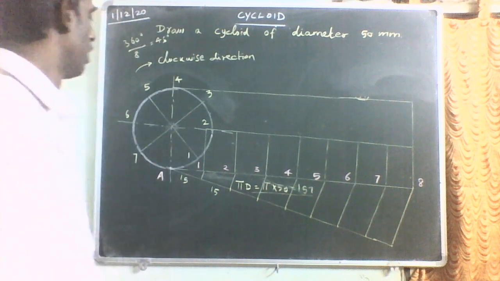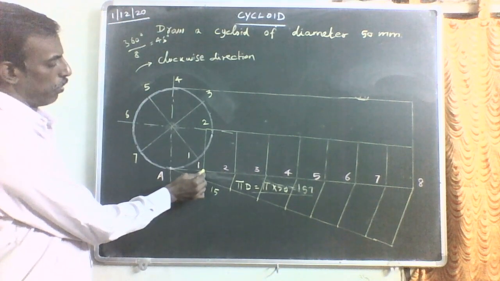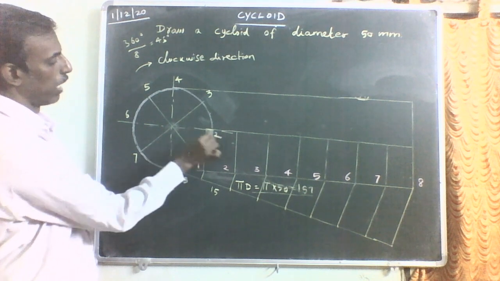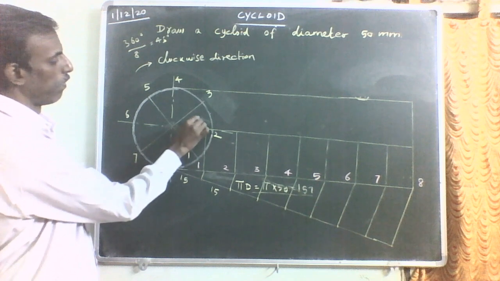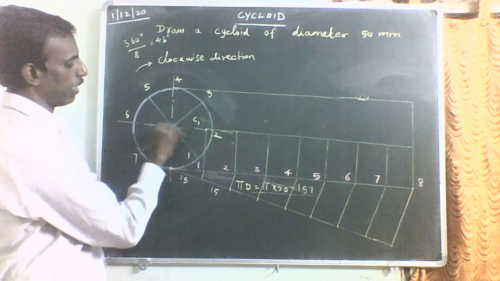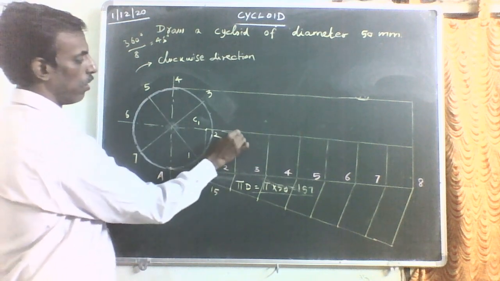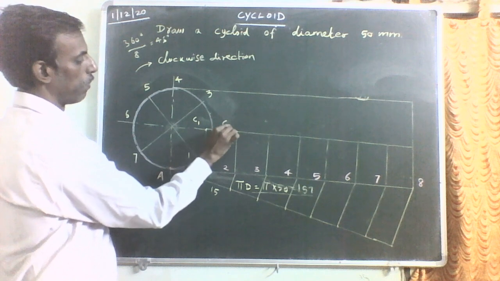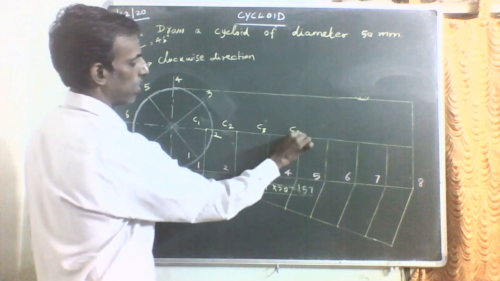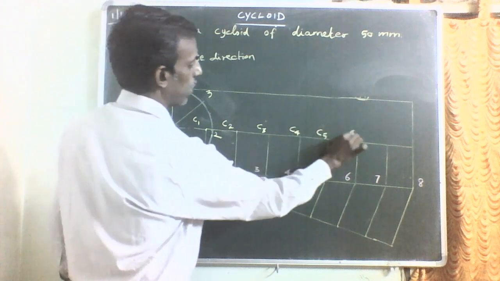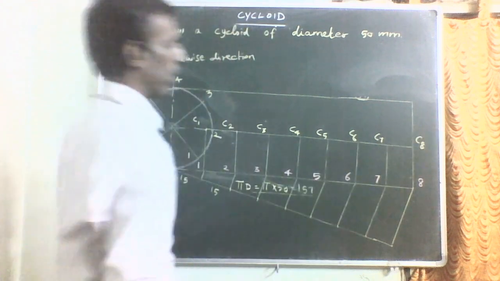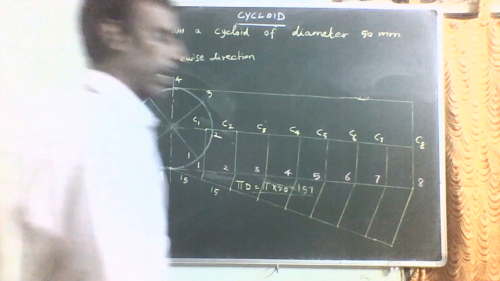Now, through the first division point, when you draw the vertical line, it is going to intersect here, forming center point C1. Through the division point, this will be intersecting with the center line. So that will form center point C2. So like that you are having a number of center points up to C8.